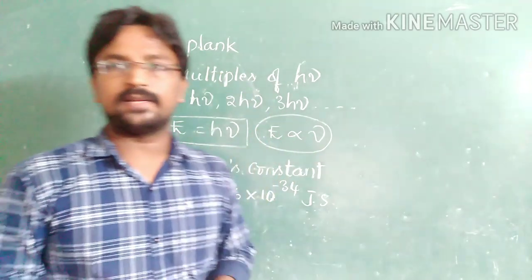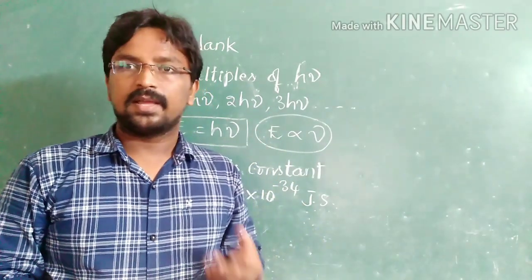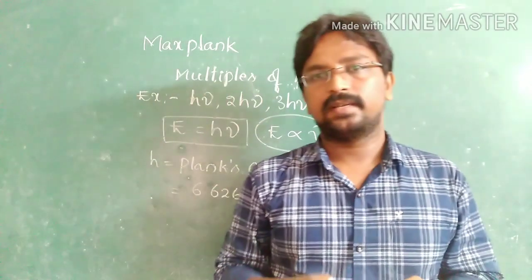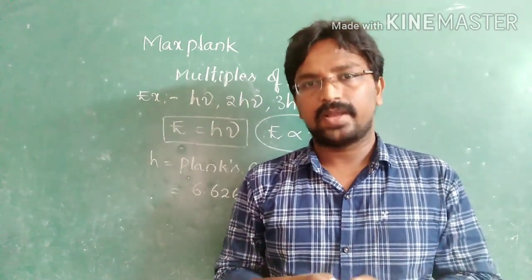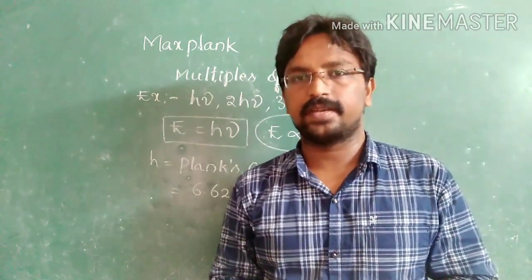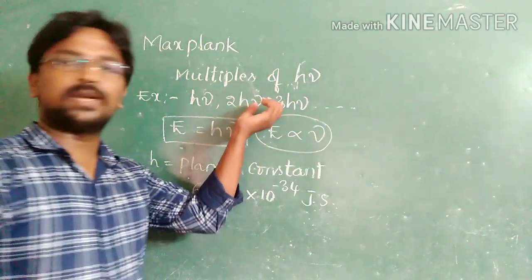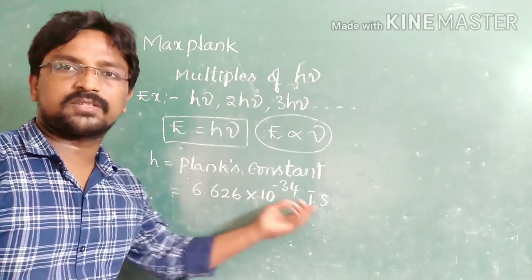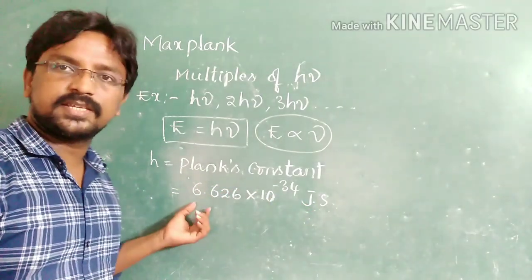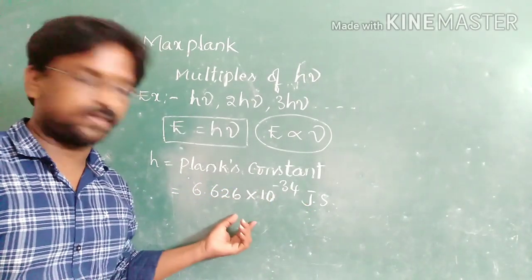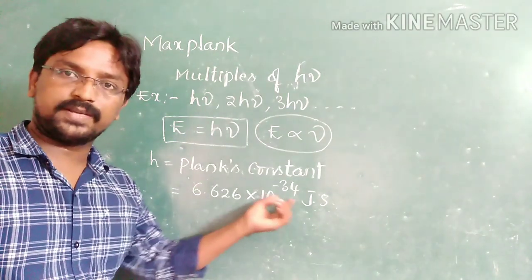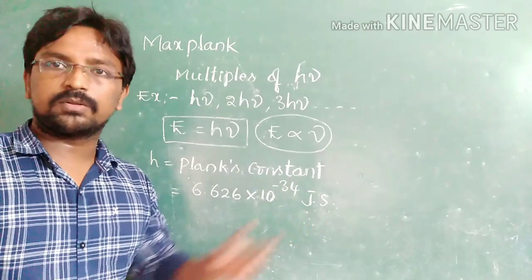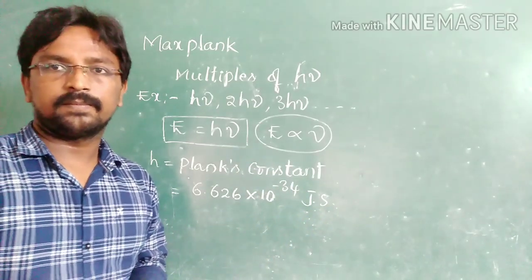According to Max Planck, energy is gained or lost in discrete values, not in a continuous manner, like multiples of h nu. So what is h? h is nothing but Planck's constant, and its value is 6.626 into 10 power minus 34 joule seconds. Right? So this is about Max Planck's value.